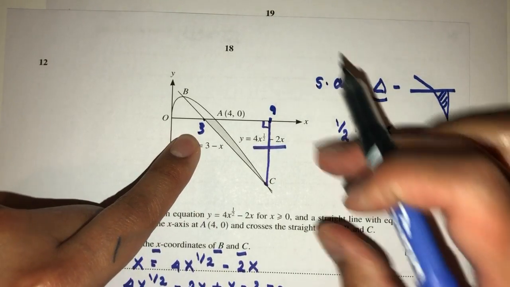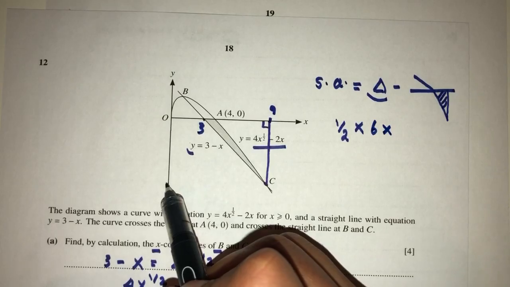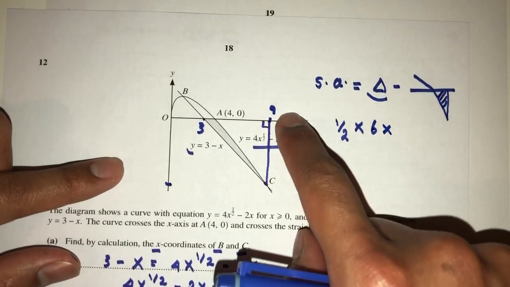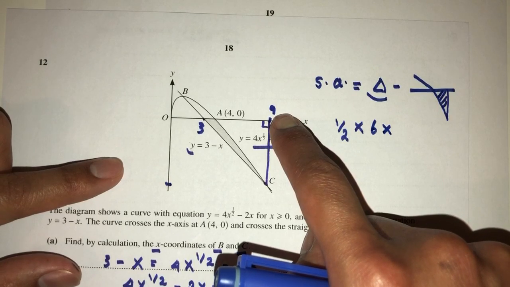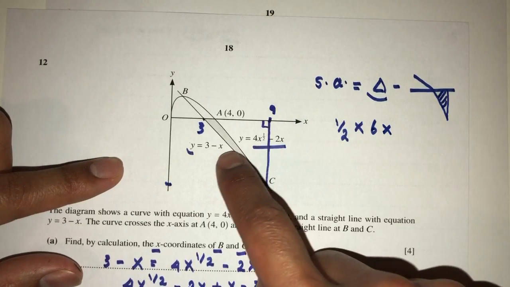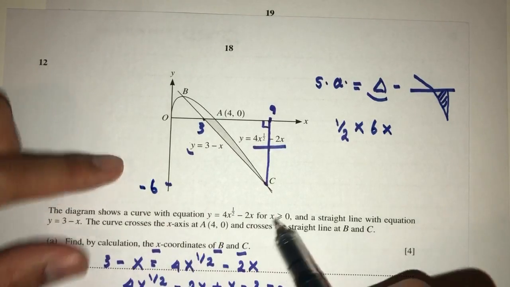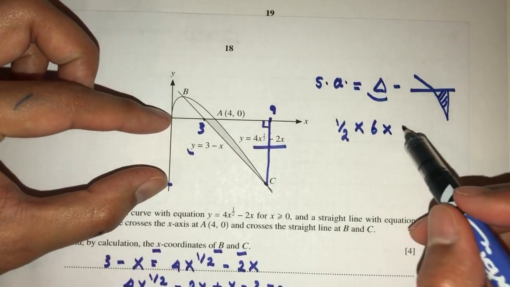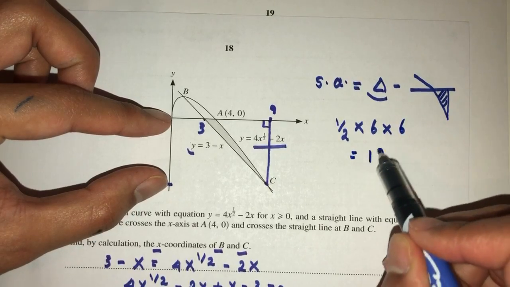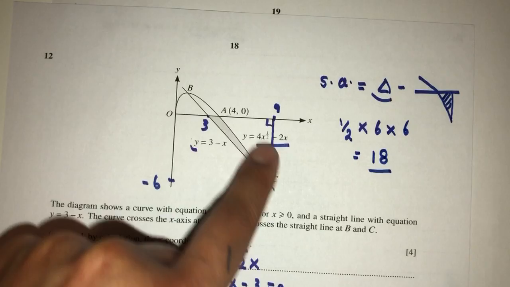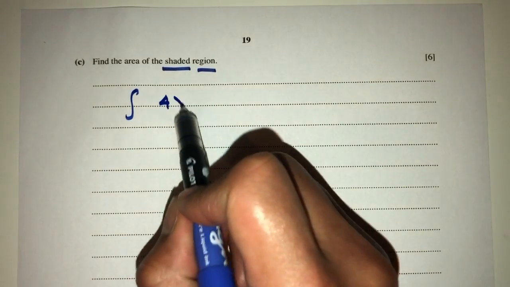Base times height. Height is this. What is this value here? So let's find out. When x equals 9, what is the value of y? Replace 9 here. 3 minus 9 is minus 6. The height is a distance, so the distance is 6. That will be 18. So the area of the triangle will be 18. Now we have to minus the area below the curve. To find the area under the curve, we have to use integration for the curve.